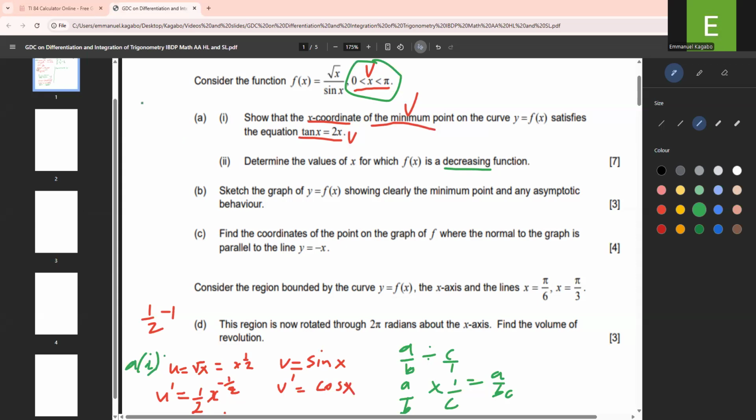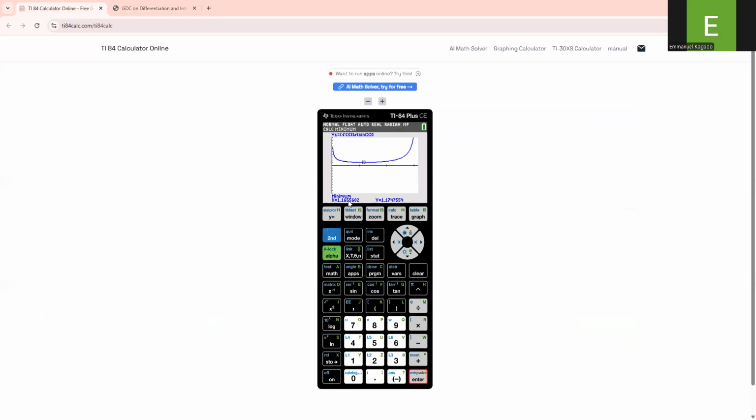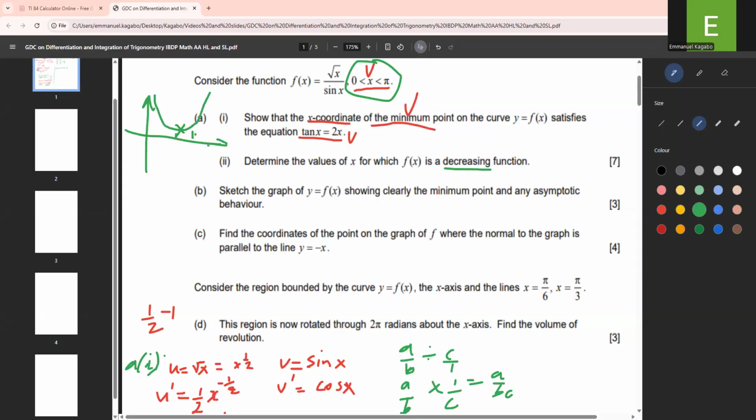So let me remind you the way the graph was looking. This is my y-axis, this is my x-axis. The graph was like this. Now the minimum here, the x value is 1.165, which, if I round it to 3 significant figures, will be 1.17. So the minimum value is here. So it's decreasing up to this value.